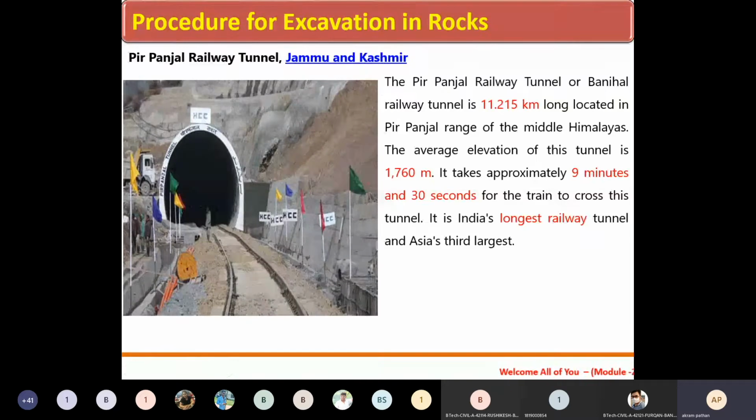Then these things I showed in the previous lectures. The Pir Panjal railway tunnel in Jammu and Kashmir, we have constructed. If you see the length of this particular tunnel is 11.215 kilometers long, and the average elevation of this tunnel is 1760 meters. So this is constructed with the help of a civil engineering team, right? So this is the history. We can do this particular job by taking into consideration construction technique knowledge, right?